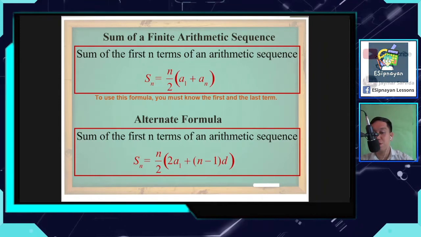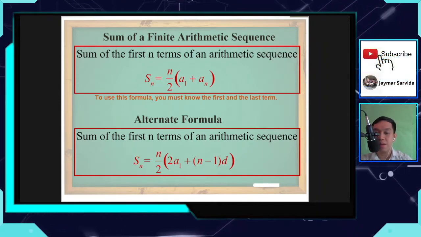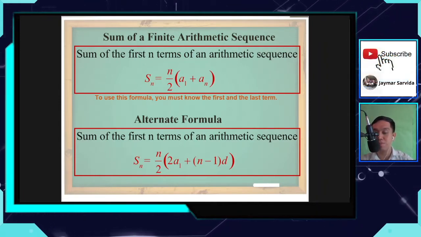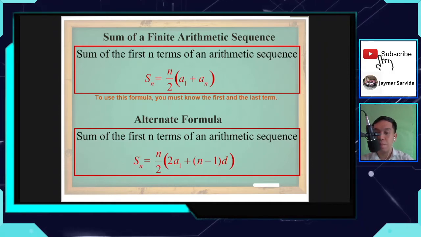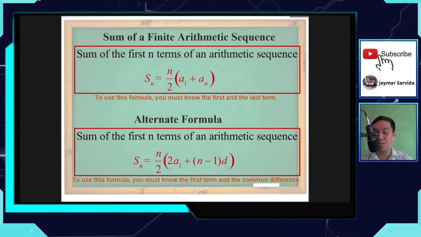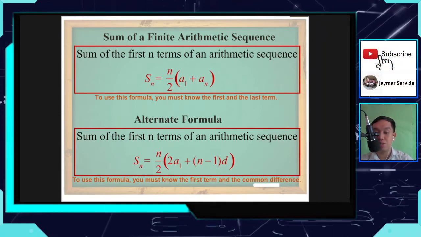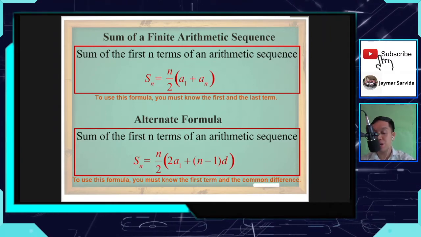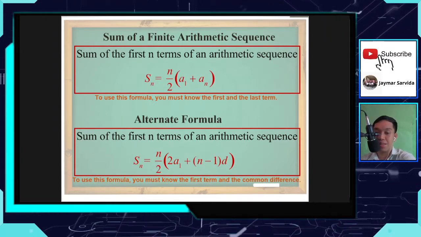Yung alternate formula naman natin is S sub n equals n over 2 times the quantity of 2a sub 1 plus quantity of n minus 1 times d. Ang formula na to, you must know the first term and the common difference. Okay? So dito sa ikalawang formula natin, kapag wala siyang last term pero meron siyang first term at saka common difference, ito yung formula na ating gagamitin.